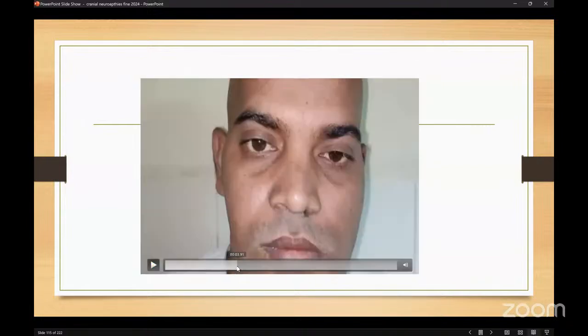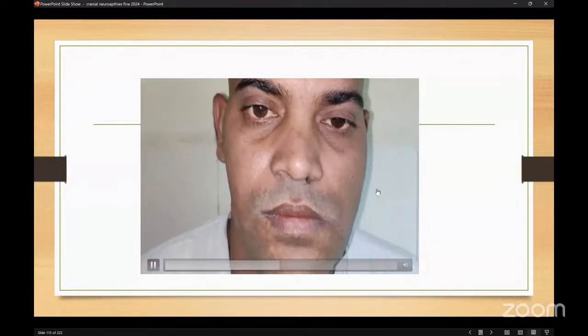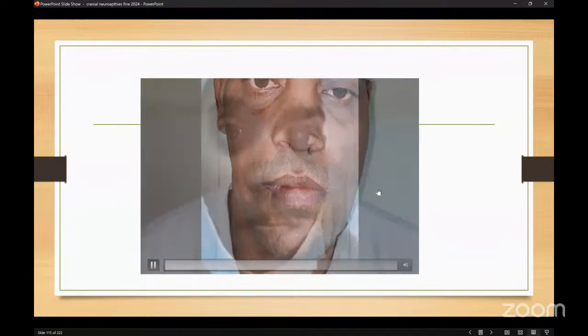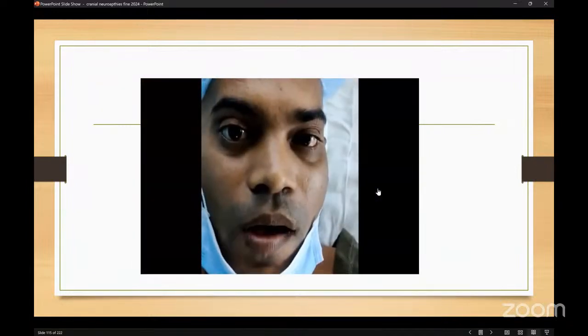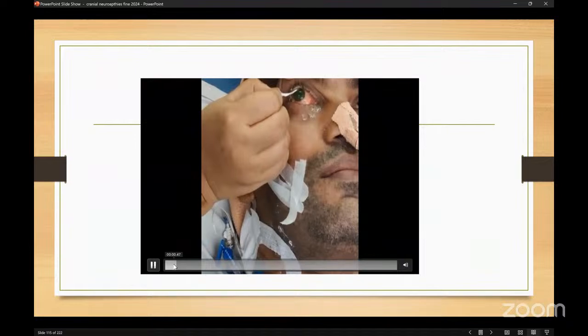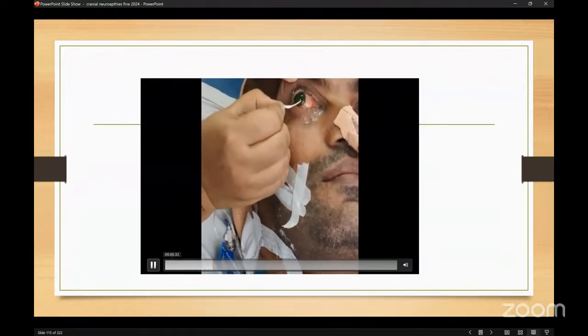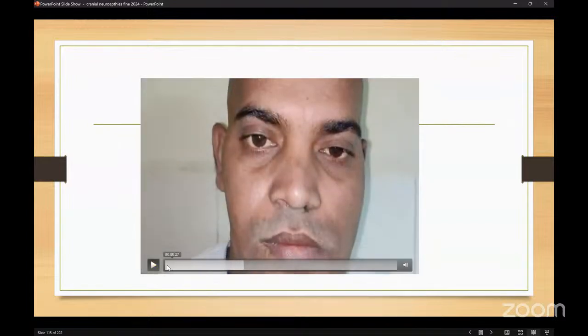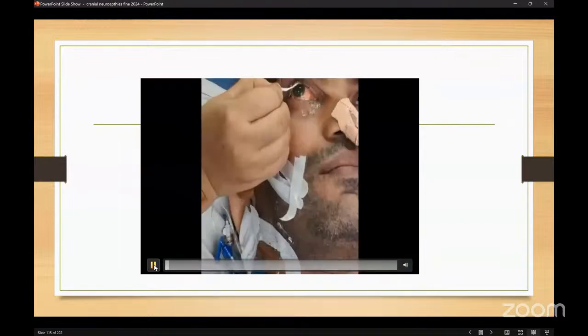Where is the jaw deviating? And there is an atrophy of the muscles of mastication here on the right side of the face. What has she done wrong here? Can anybody answer that? What is she doing wrong over here?